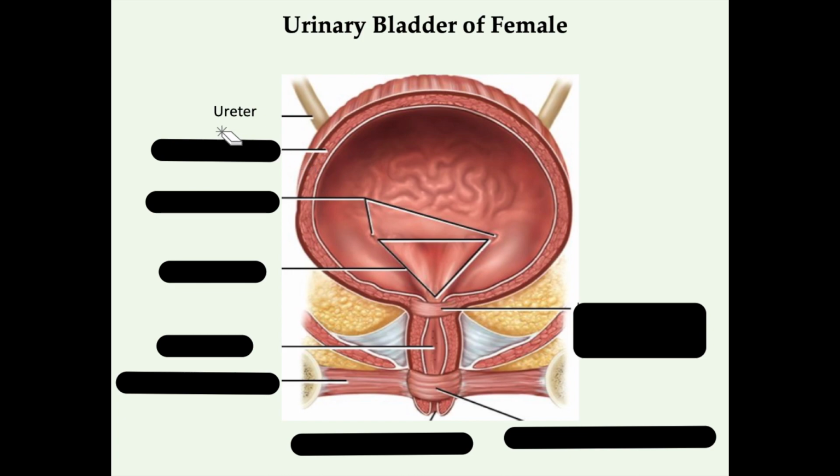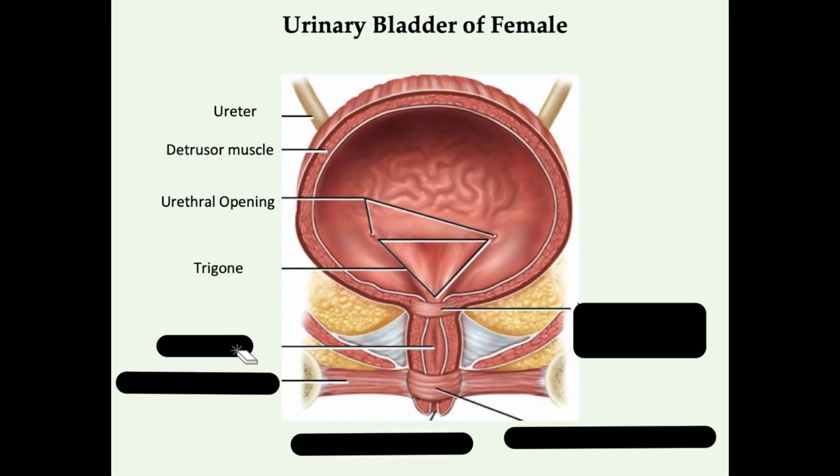Now let's talk about the detrusor muscle, which is also known as the muscularis. The bladder has the same layers as the ureters, as I talked about before. We have our adventitia, we have our muscularis, also known as the detrusor muscle, and we have our mucosa, which brings us to the urethral opening. And this is where the ureter enters the bladder.